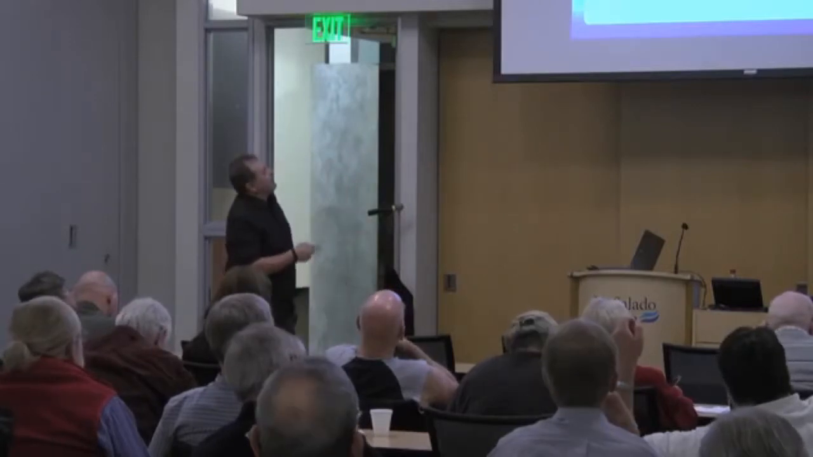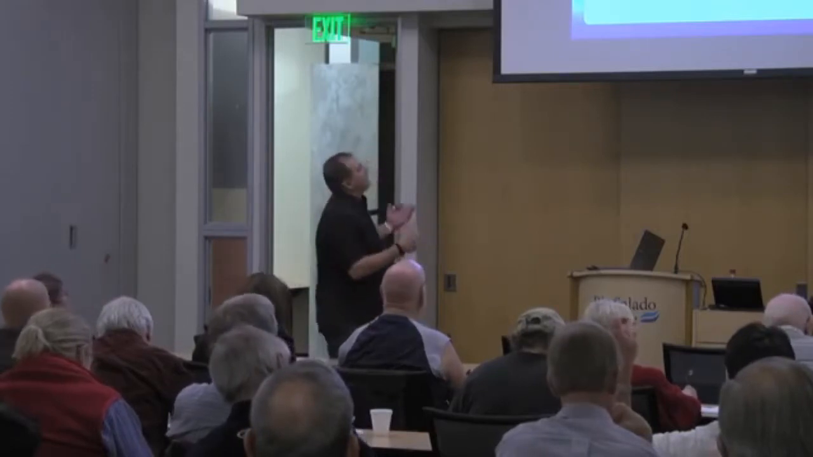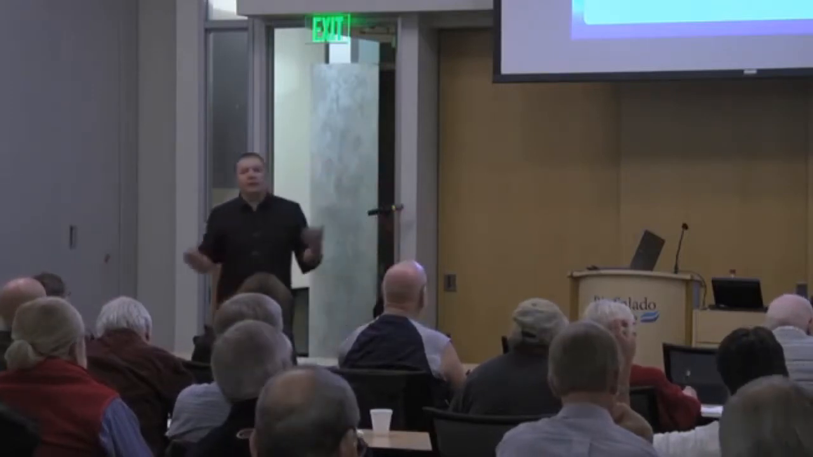All right, step number 2. We're almost halfway there. Determine the trend. And the trend we determine very simply on a 60 or 30 minute, or depending, if you are a very, very long-term trader, you might need to use 120-minute chart to determine the trend. But it doesn't matter which chart you use.